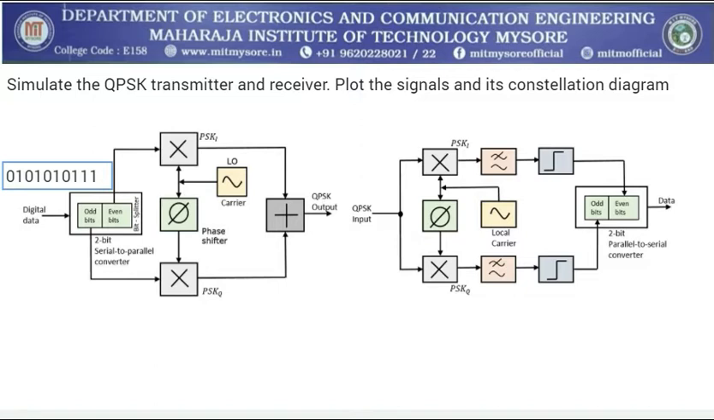Then these two are combined by using the summer and it will be outputted. This outputted wave is called the QPSK output. This particular thing is called modulation, and the next is demodulation.